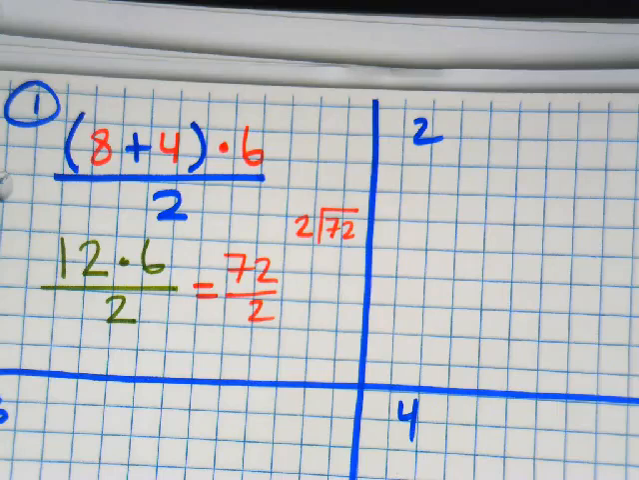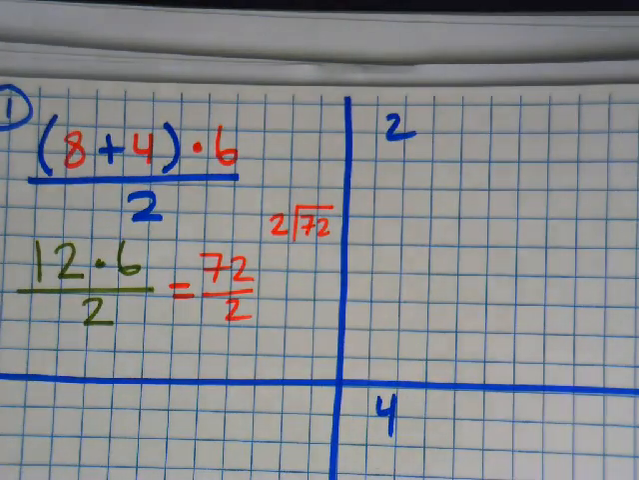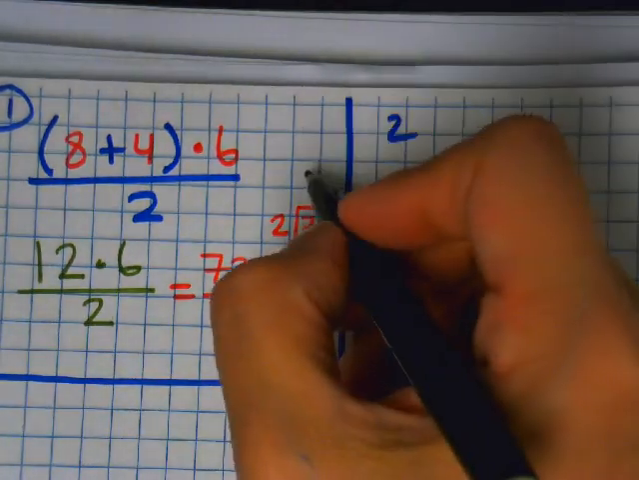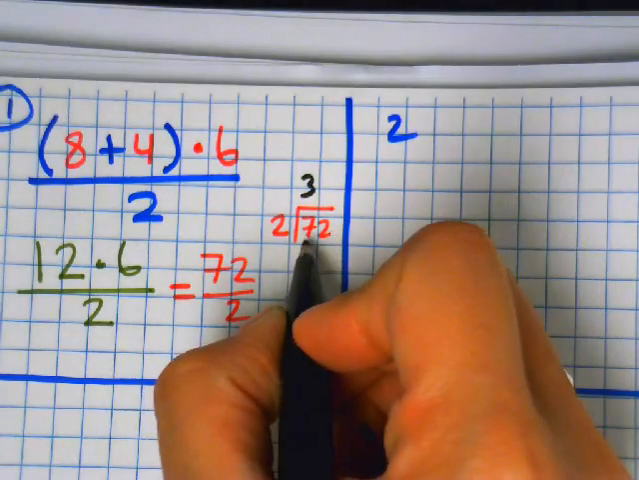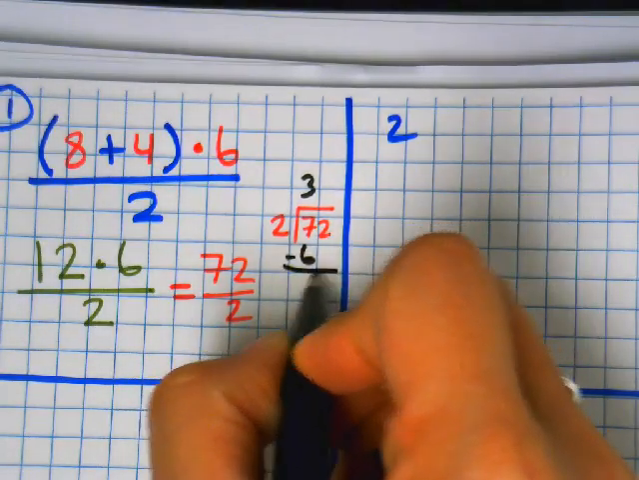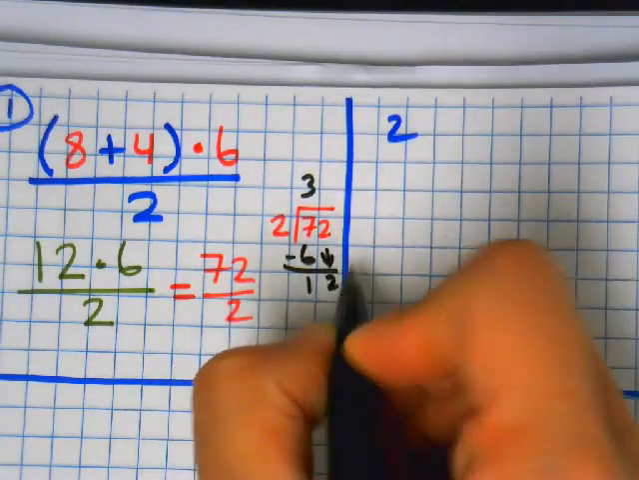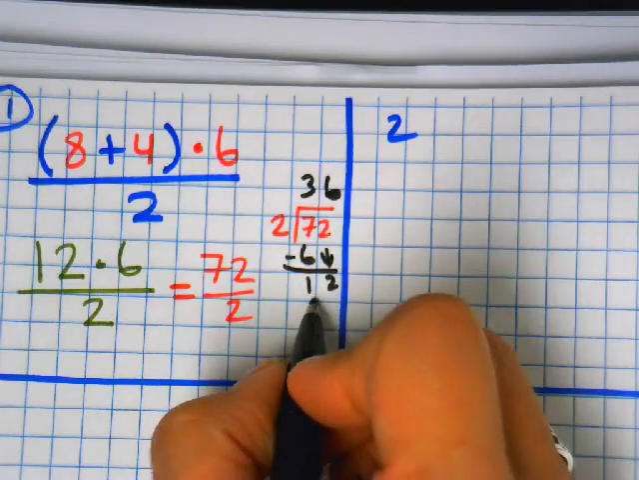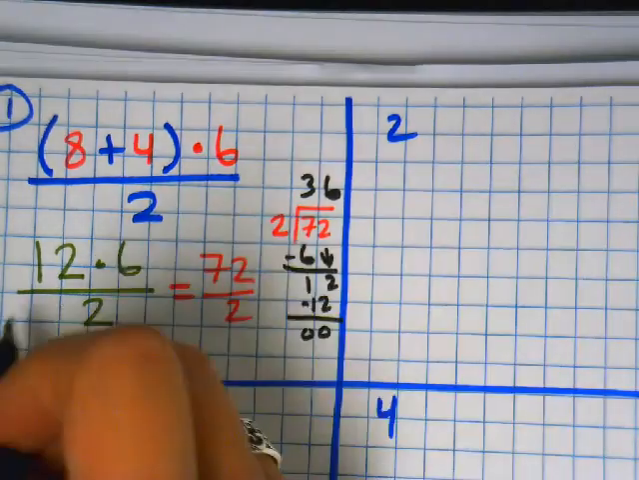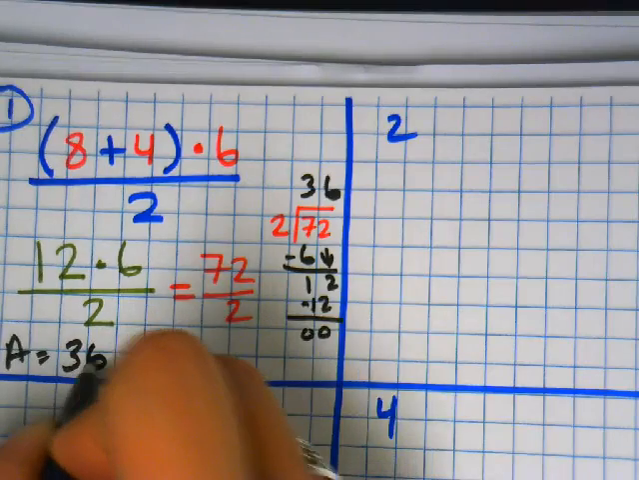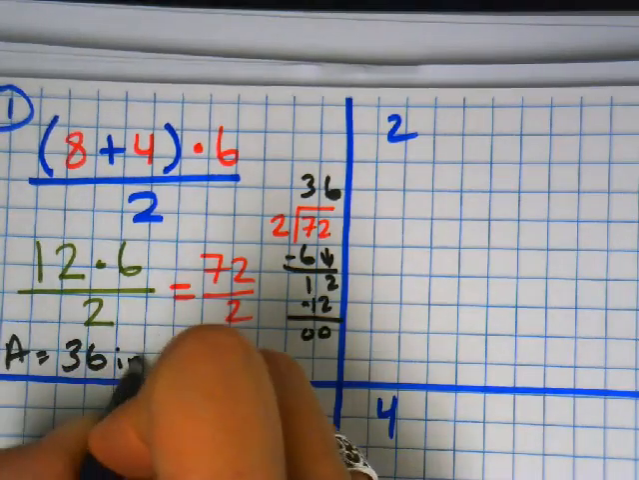What's 12 times 6? 72 divided by 2. Does this all fit in the box? 36, yeah, good job. 3 gives you a 6. Remainder 1, bring down the 2. 6. Yay, we did it. Area equals 36 inches squared.